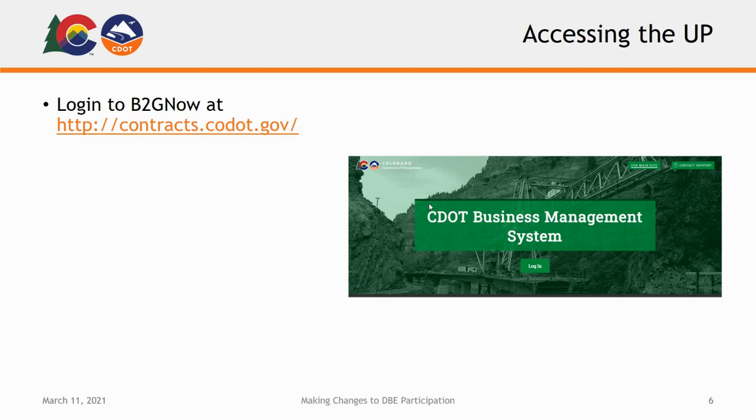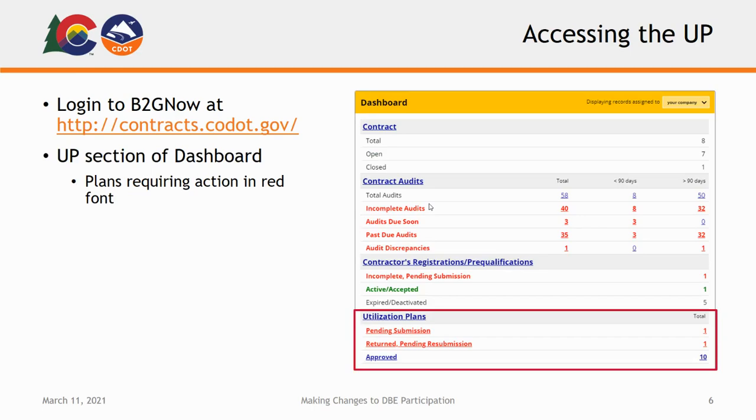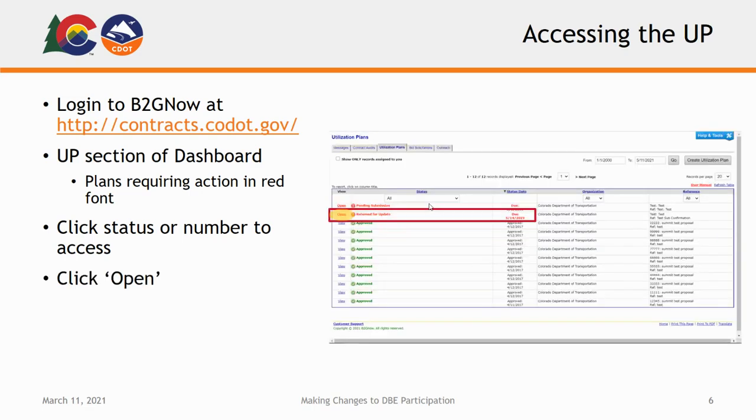To access your utilization plan for modification, you will begin by logging into the B2G Now system via the link in the notification email or at contracts.codot.gov. Your assigned utilization plans will be displayed in the utilization plan section of your dashboard on the B2G Now homepage. Current and previous utilization plans will be listed with their corresponding statuses, and any plans that still require action will be shown in red font. To access the list of plans corresponding to each status, click the status description or the number to the right of the status description. The list of utilization plans will include information to help identify each plan.